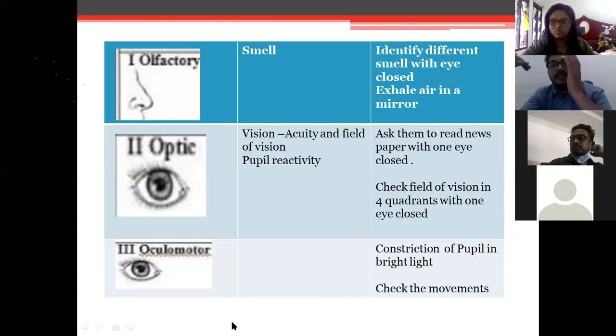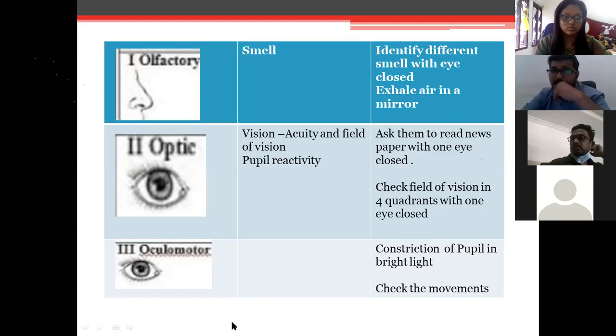And you can check the vision field, which all areas the patient can see. With one eye closed, move your finger from right side to left side, top to bottom. You instruct the patient that whenever the finger is visible, they should raise the hand. Like that, you can check the field of vision with one eye closed for all four quadrants, and you repeat with the other eye.